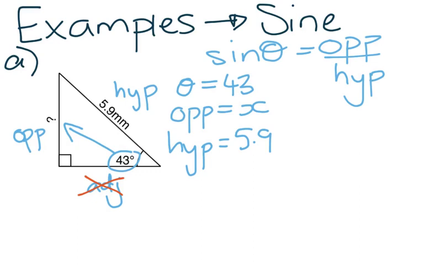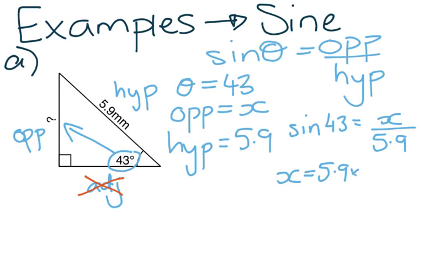So then when I'm doing my question now, I've got the formula and I've got the things that I know, and I can write it into the formula. So it's going to be sine of 43 is equal to x over 5.9. Now there comes some slight algebra, not a lot, but it's just working out how do we get x by itself. So at the moment we've divided by 5.9. So to get rid of that we're going to multiply. So what we do is x equals 5.9 times sine 43.